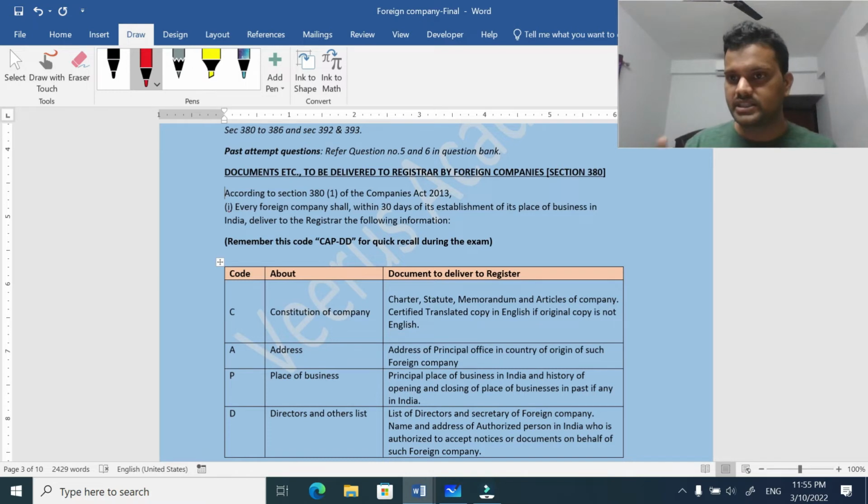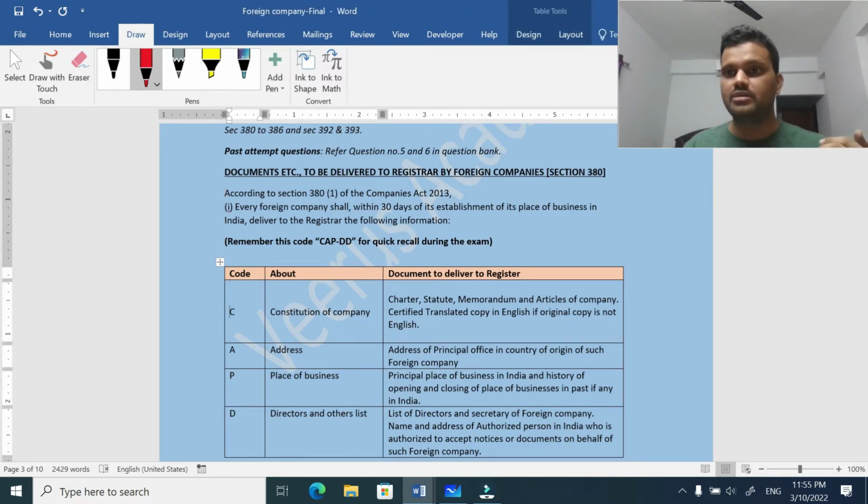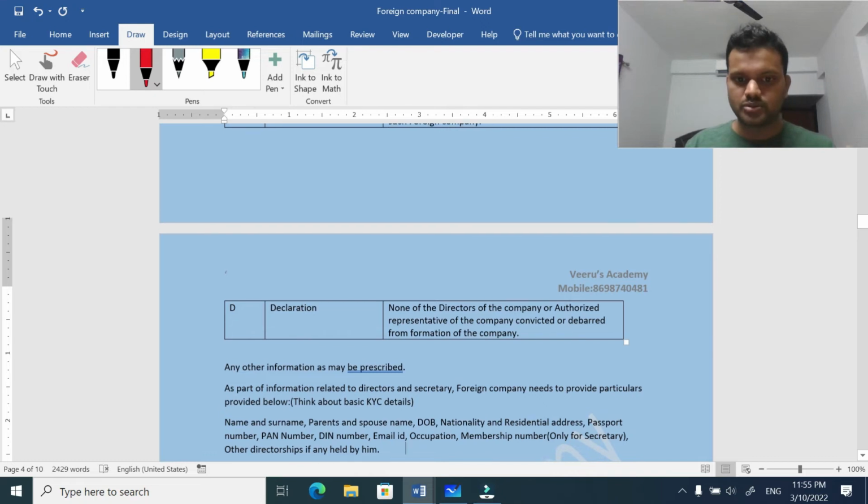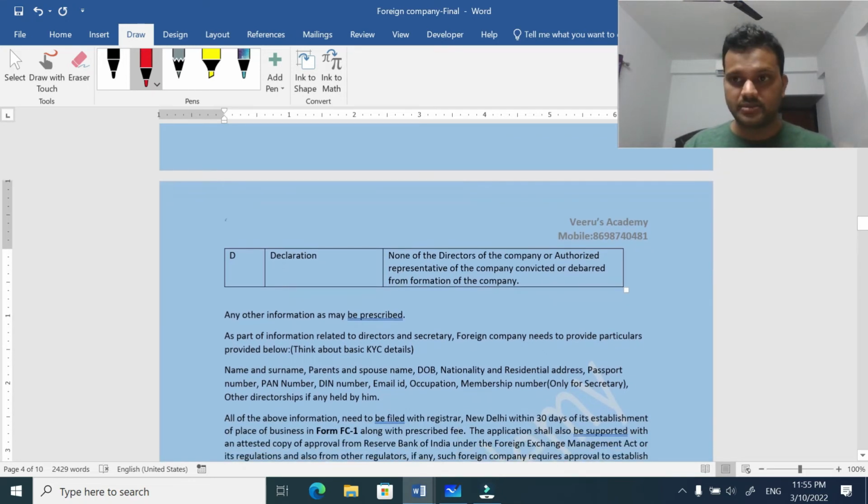And the last D is a declaration that the above information is correct and that they are not debarred from the formation of the company. That declaration they need to provide. That is about Section 380. This question has also been asked multiple times in the examination.